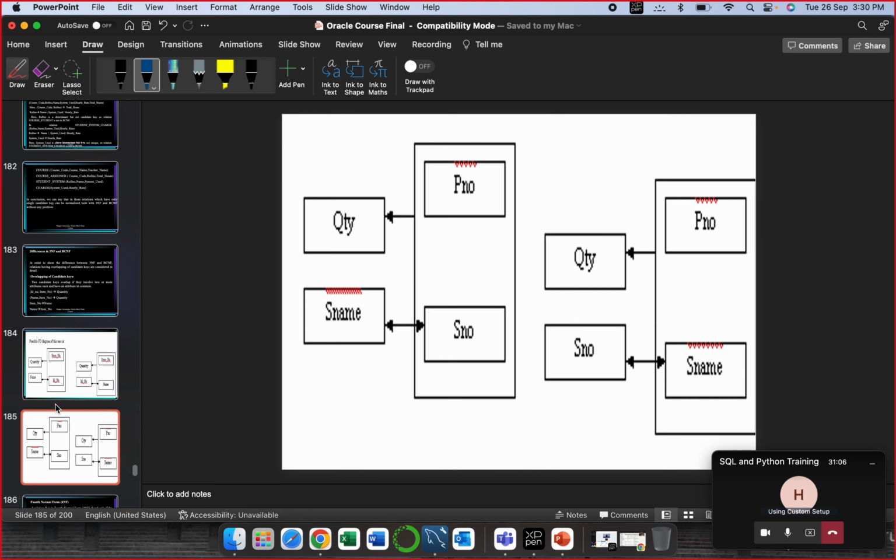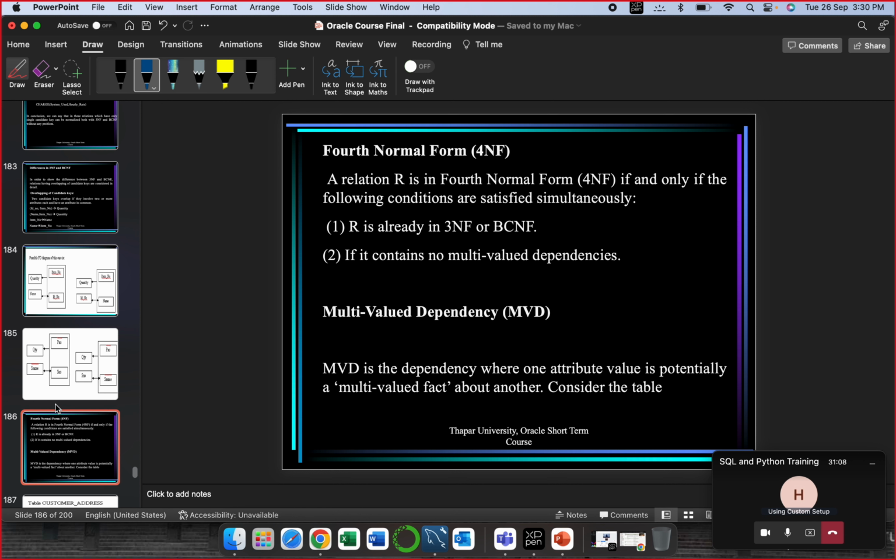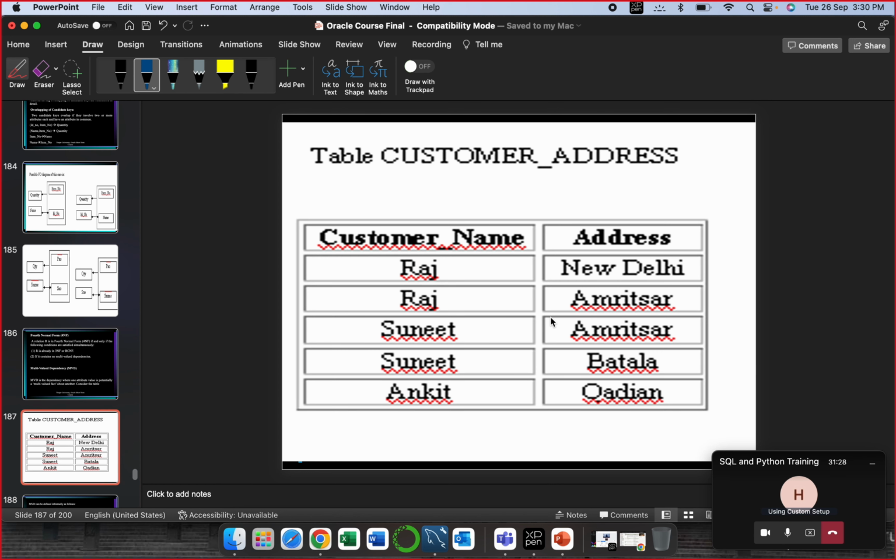BCNF is not used, rather, yeah. So now the fourth normal form says that your relationship should be in third normal form and contain no multi-value dependency. What is multi-value dependency? We have covered functional dependency, fully functional dependency, and just now transitive dependency. Now it comes to multi-value dependency.